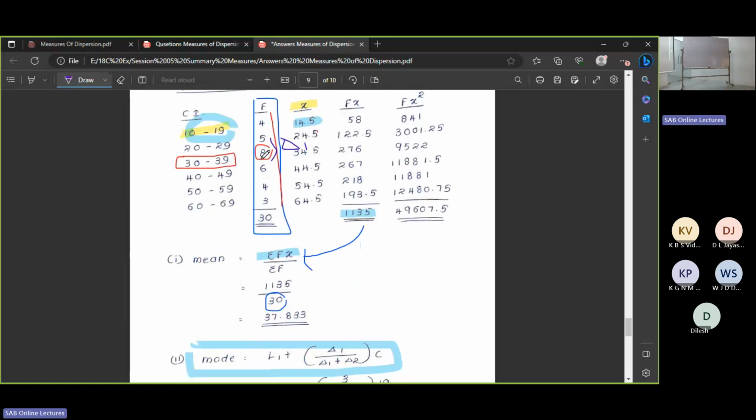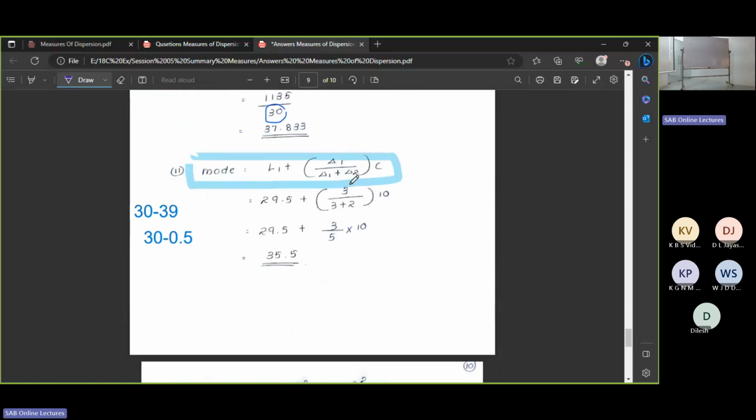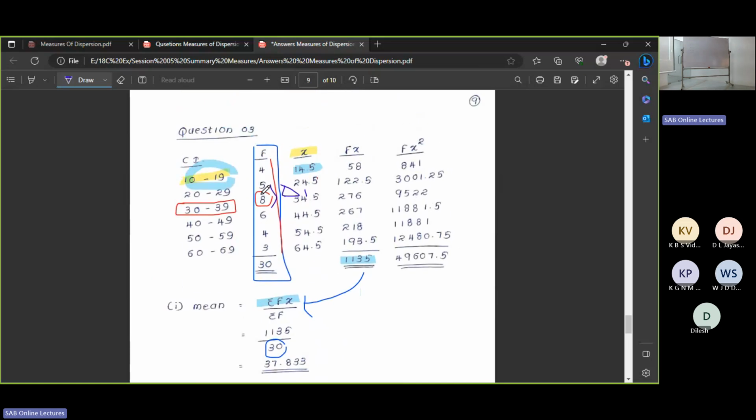Understood? 8 minus 5. Then what is delta 1? 3. Here 3. Then again we need delta 1 here. 3. It's clear?